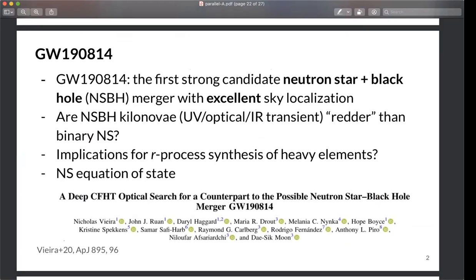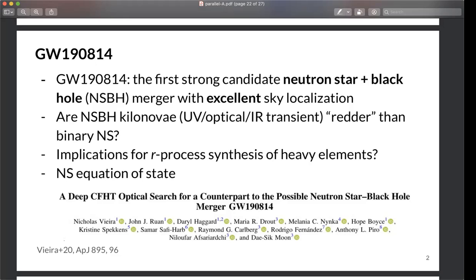And this can have a lot of interesting implications for the r-process synthesis of the really heavy elements. If these events are indeed a bit redder than binary neutron star mergers, then they might more robustly synthesize the heaviest of those elements. And then lastly, unsurprisingly, if you see a black hole tear apart a neutron star, that can tell you interesting things about the neutron star equation of state.